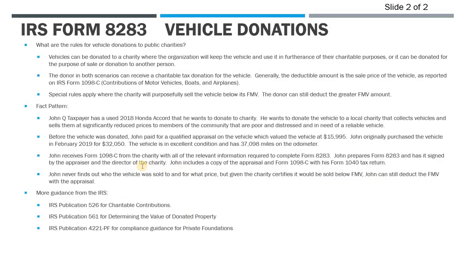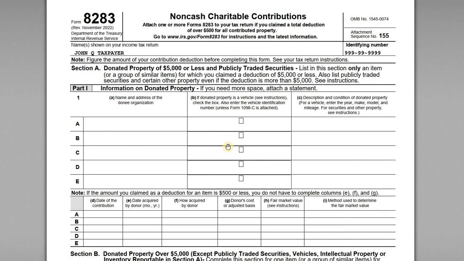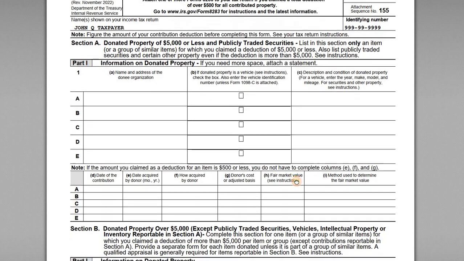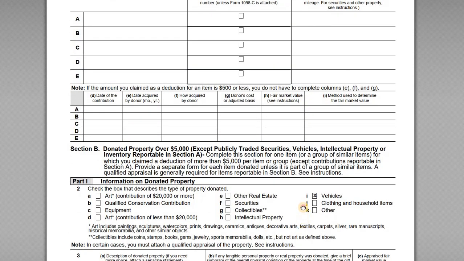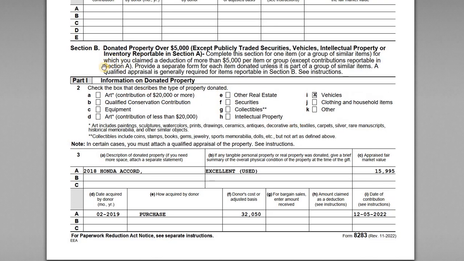So John gets this 1098-C from the charity. He uses it to complete the 8283, and he also attaches copies of everything to his return to make sure he keeps the IRS happy, right? So if we look at the 8283 here, there's really two sections. Section A is for property that is valued at $5,000 or less, and then publicly traded stock. In our case, because we have property valued above $5,000, we're going to be completing Section B. So Section B, Part 1 here, information on the donated property.